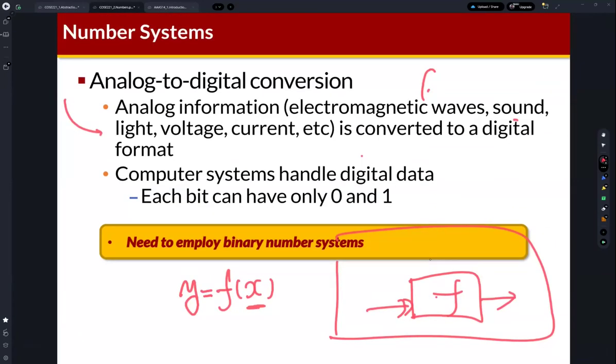So each digit can have only 0 and 1. That is the definition of a binary number. If a digit becomes 2, then we need to generate the carry. Okay? So I will explain later.